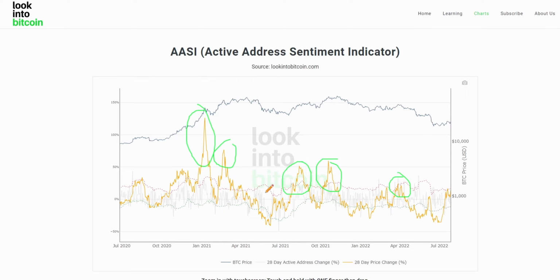And one of the unique aspects of this tool is whereas a lot of on-chain metrics and market cycle charts focus on the really long-term macro moves, the AASI really focuses on the lower timeframes and can show us very much intra-cycle swings to the upside and the downside.